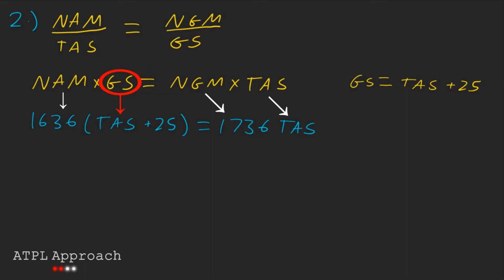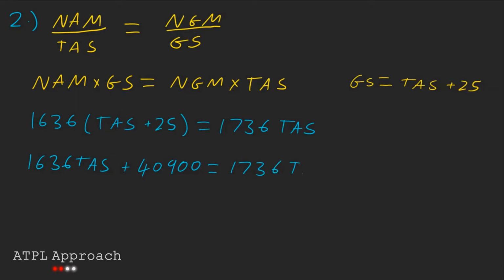Here we have eliminated the ground speed variable from the equation and now only have one variable in the equation, so we can now solve it. We first expand the brackets by multiplying the TAS and 25 with the 1636, giving us 1636 TAS plus 40,900 equals 1736 TAS. Then we can move all the TAS to one side by subtracting 1636 TAS from both sides. So we get 40,900 equals 100 TAS. Then we divide by 100 to get TAS equals 409 knots.